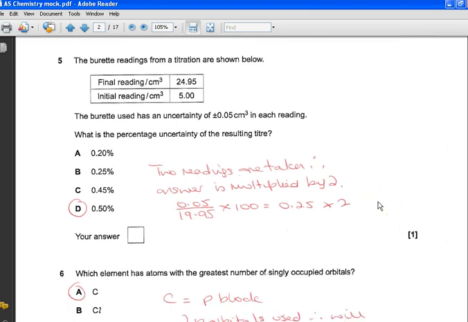Okay, you're asked here to calculate percentage uncertainty, and the main thing to remember is that if you're taking a burette reading, you'll be reading it twice. So you take your uncertainty, divide it by your titre, which in this case is 19.95, 24.95 minus 5, but you need to multiply your answer by 2.